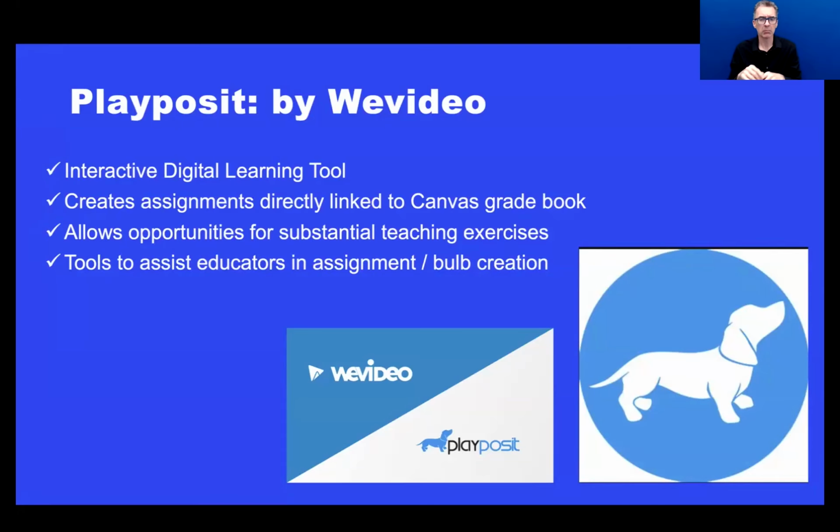So what is it? It's an interactive digital learning tool. Instead of showing you that passive video, I'm going to show you how we can make it a participatory video. You can create assignments directly linked to your Canvas gradebook. So the students do the exercises, earn points, and their grade is reflected directly in the Canvas gradebook. This PlayPosit video interaction will allow opportunities for substantial teaching exercises, so substantial that many of them are harder to get in the online courses. Here's a way that you can enhance your substantial teaching opportunities.